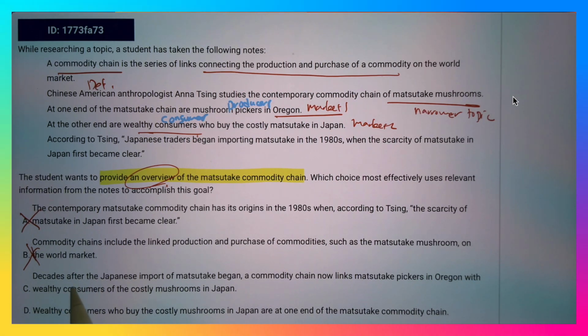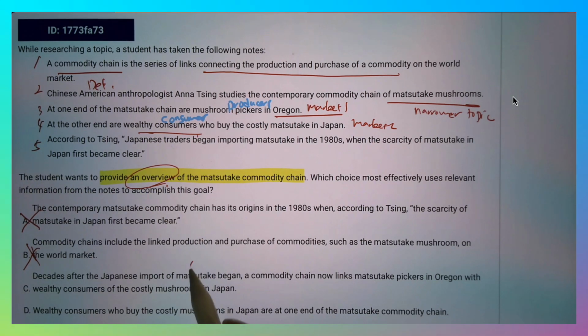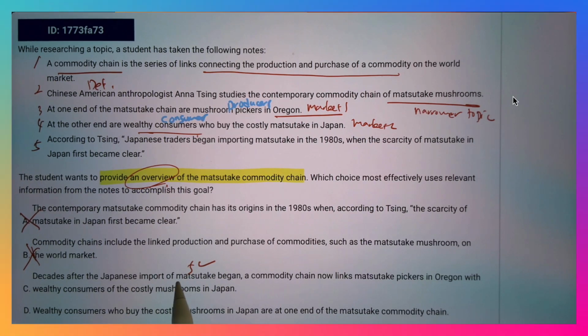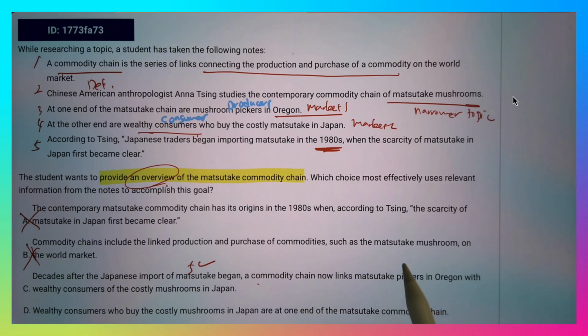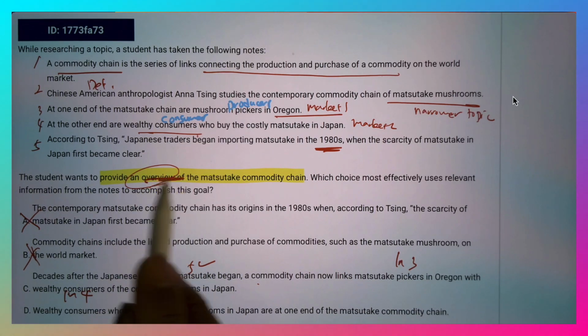Choice C: decades after Japanese import of Matsutake began. Which line is that targeting? The last line, if you call them 1, 2, 3, 4, and 5. This covers line 5, that decades after the Japanese import, since the 1980s, a commodity chain now links Matsutake pickers in Oregon, line 3, with a wealthy consumer, line 4, for a costly mushroom in Japan. So far this is the choice that covers the most, which means it's a good overview.